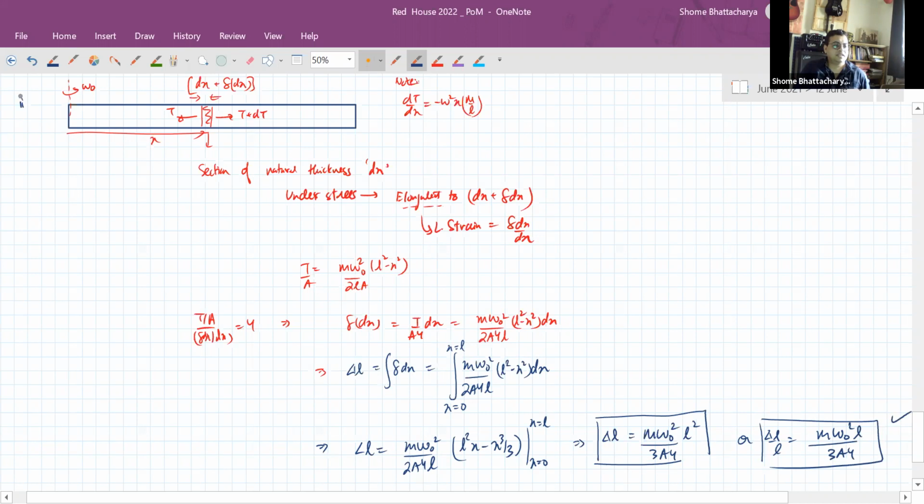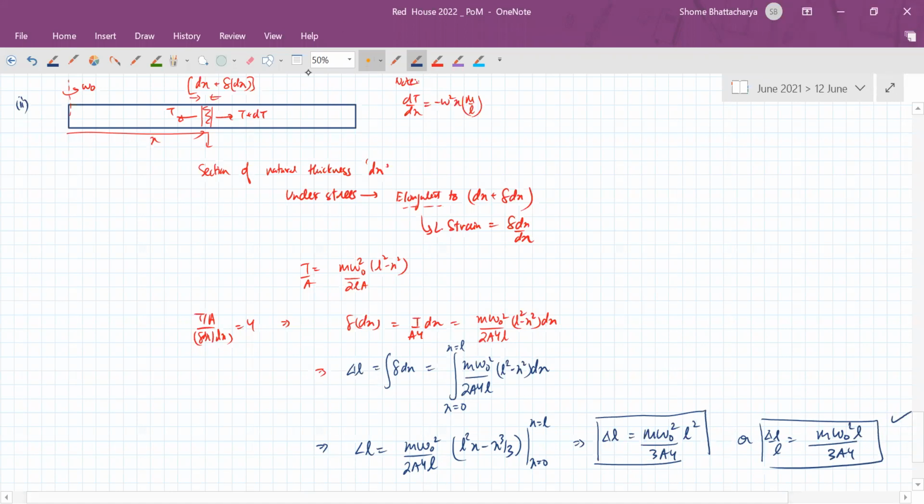So this is the answer to the second part, the extension. Just make a note of this, then we'll come to the third part, that is the elastic potential energy, which again we'll get from this kind of an integration only, using the formula of energy density, that energy density is equal to half stress into strain.